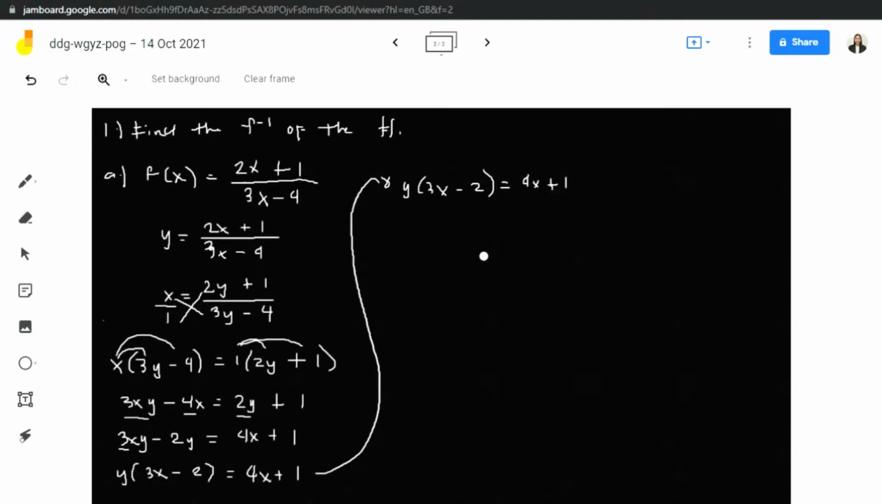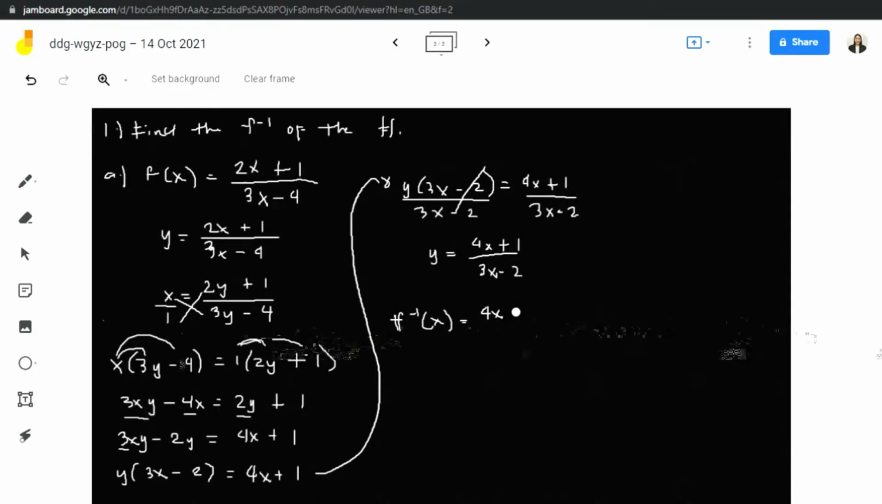Take note that our goal in here is to solve for y. So we need to eradicate 3x minus 2. That is by dividing both sides by 3x minus 2 as well. So this gives us y is equal to 4x plus 1 all over 3x minus 2. Or we can rewrite this one that the inverse of the function f of x is just equal to 4x plus 1 all over 3x minus 2. This will be our final answer.